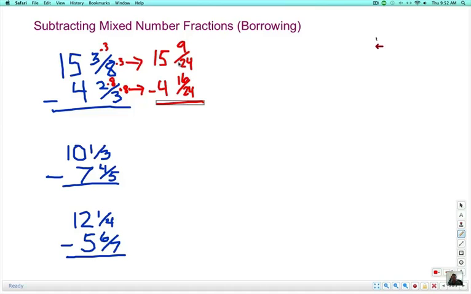So here's where we borrow. Again, in the previous video, I talked about the shortcut. What you're going to do is borrow 1 from the 15 so it becomes 14. Okay, and the one that we borrowed is 24 24ths. Add it to the 9 24ths. Now here's the shortcut. We are going to add the 9 and the 24 together. So 33 over 24. Okay, I just keep sliding this bottom fraction over to keep everything all lined up, and now I can subtract.